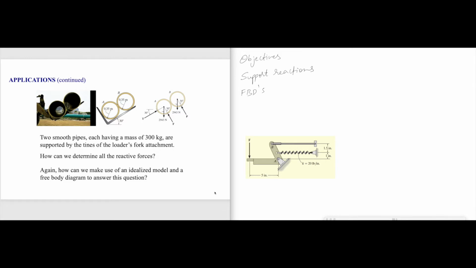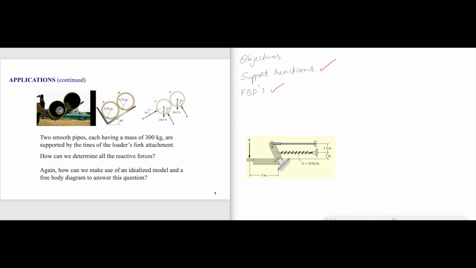So our primary objective in this course is to enable our ability to represent supports with their support reactions, and representing supports with proper support reactions in the free body diagrams. These are the two important objectives of this chapter.